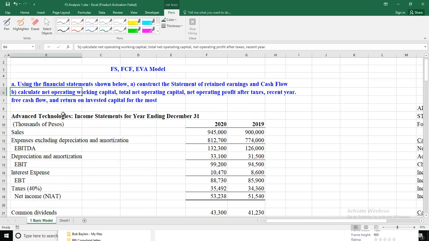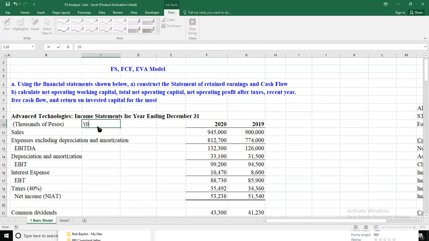Okay, so here we have Advanced Technologies. You have the income statement for 2020 and 2019, and there is a qualifier here that these are in thousands of pesos. Sometimes this is what you will see, guys, which means that this one is actually 945 million. So 945,000, we add three zeros to that number. So that's 945 million. Okay?